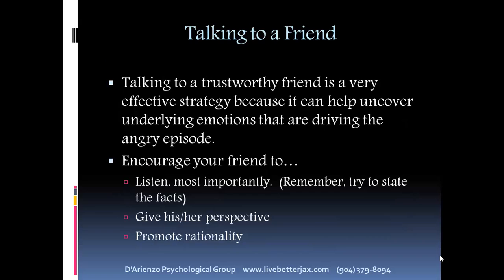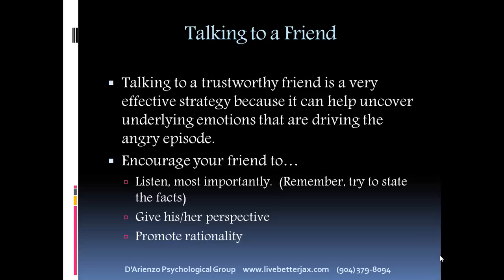Another great strategy is talking to a friend. Talking to a trustworthy friend is a very effective strategy because it can help uncover underlying emotions that are driving the angry episode. You want to encourage your friend to listen. So most importantly, you want them to listen. And when you are talking to them, you need to try and just state the facts and not draw assumptions or conclusions about other people's intentions. Just state the facts of what happened.